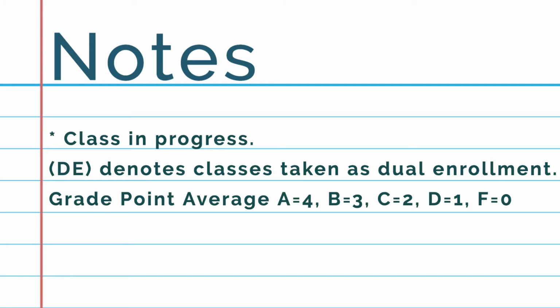And then additional notes I put in were when we were doing college applications, some of her courses were not yet completed since we applied in the fall of her senior year. So I put a little asterisk next to those class titles. And then in the notes, I put asterisk indicates class in progress, parentheses DE denotes classes taken as dual enrollment, and then I listed our grade point average. Now you're going to update this every semester or at the end of the year as needed, and you're done.